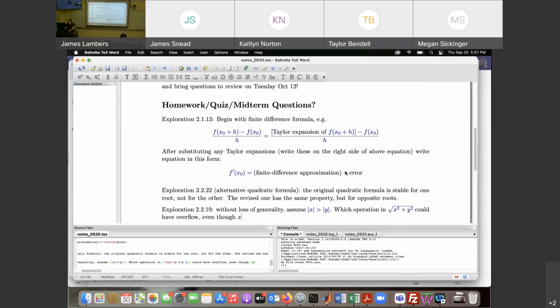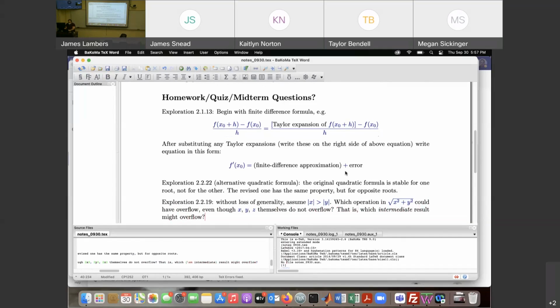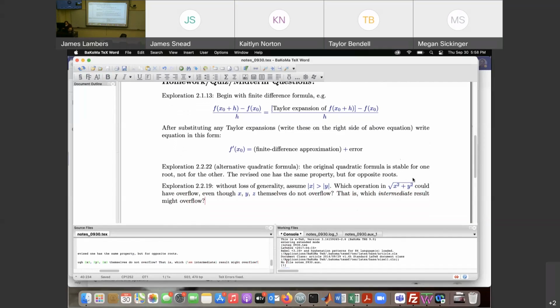So even though x and y and z are simply representing those numbers in the floating point system, none of those overflow. You're looking for an intermediate result. Okay. So that's the first question you should ask yourself. If you think of what's being done here, squaring, adding, taking a square root, what could lead to a number that's too big, even if x and y themselves are not too big?